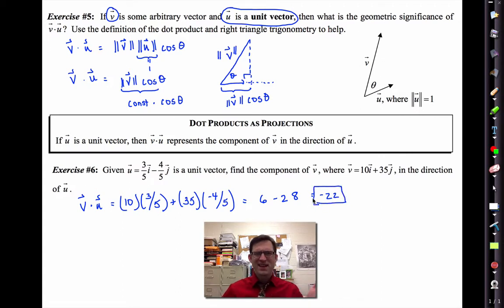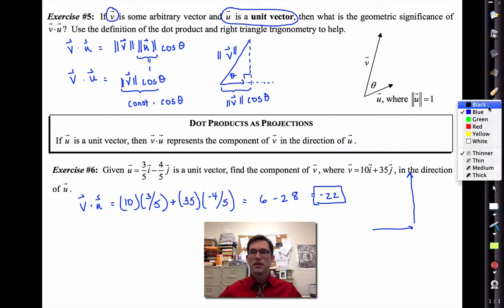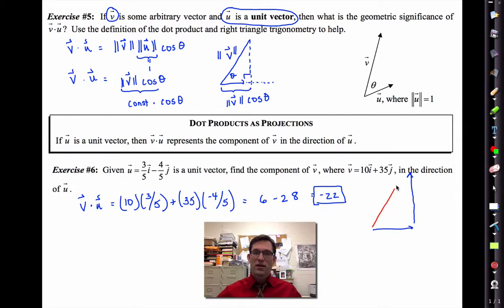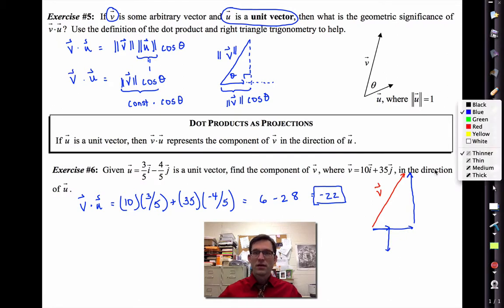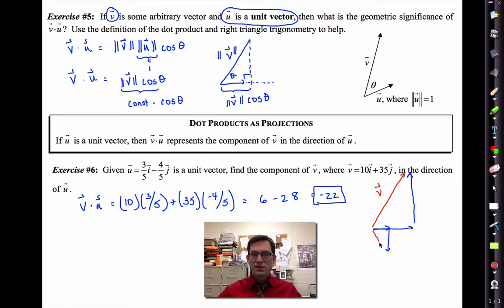Now you might think, well, it's negative. That seems weird. But let me try to show you the way this works. Now, this is a little bit confusing. Think about v. v is 10 to the right, 35 up. So much longer here. Let me draw that. All right, so let's say that this is v. u, on the other hand, is 3/5 to the right, so much shorter, and 4/5 down, like this. So this is u.